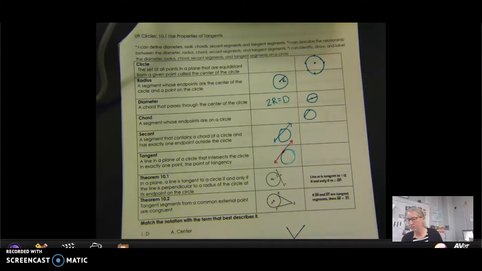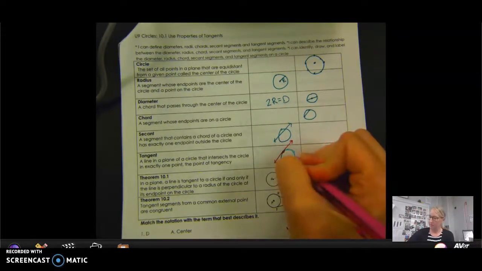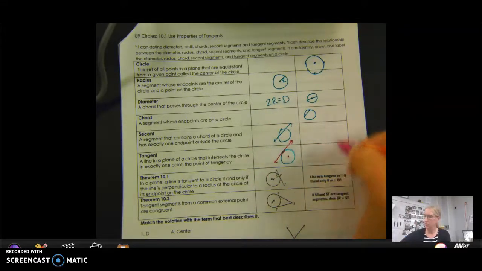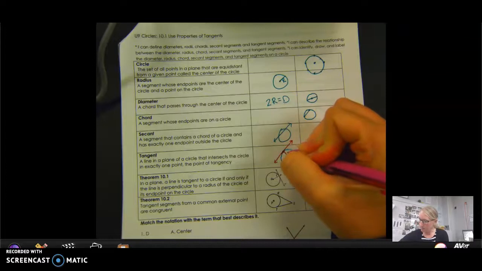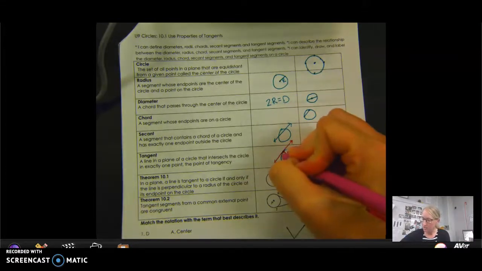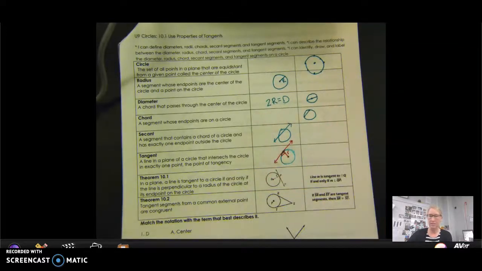Theorem 10.1: in a plane, a line is a tangent to a circle if and only if the line is perpendicular to the radius. So here's my tangent that I just drew, right? We have the center of our circle. And if I draw the radius in, there's the radius from the outside of the circle to the center. That tangent line will always be perpendicular to the radius. Always, always, always. So then we have some right triangles that we may have, and you may have to do some math on that. That's what this theorem is saying.